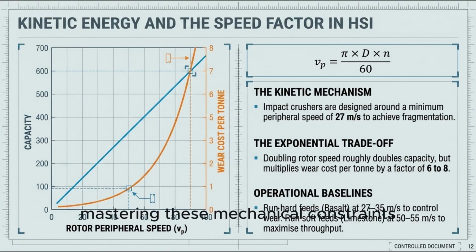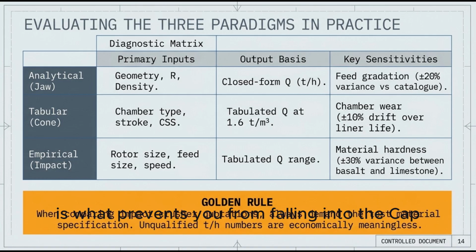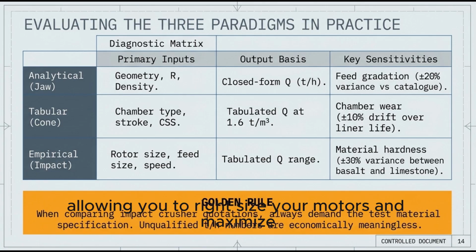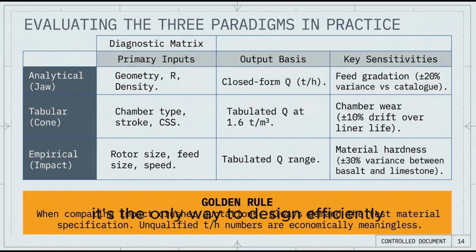Makes sense. Mastering these mechanical constraints is what prevents you from falling into the CapEx trap, allowing you to right-size your motors and maximize throughput. Absolutely. It's the only way to design efficiently.